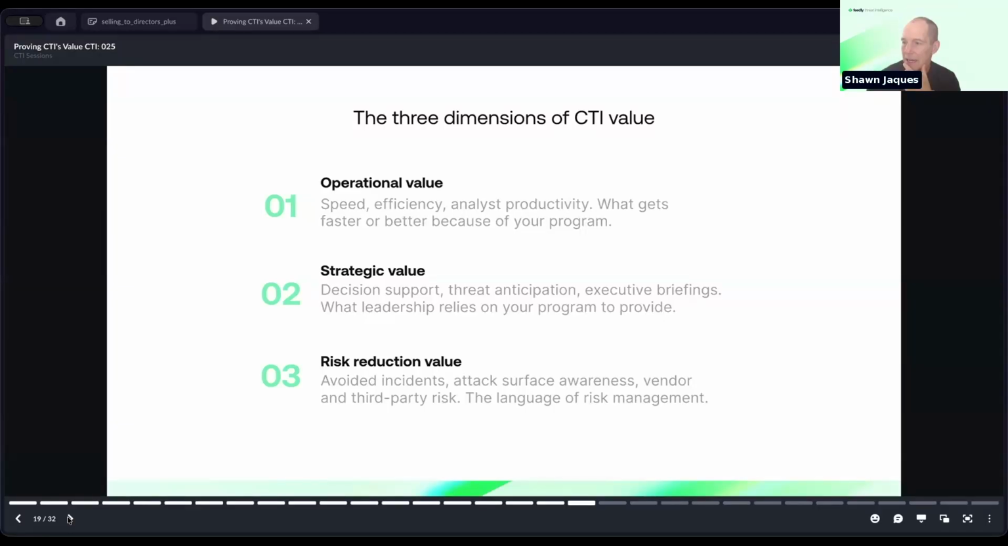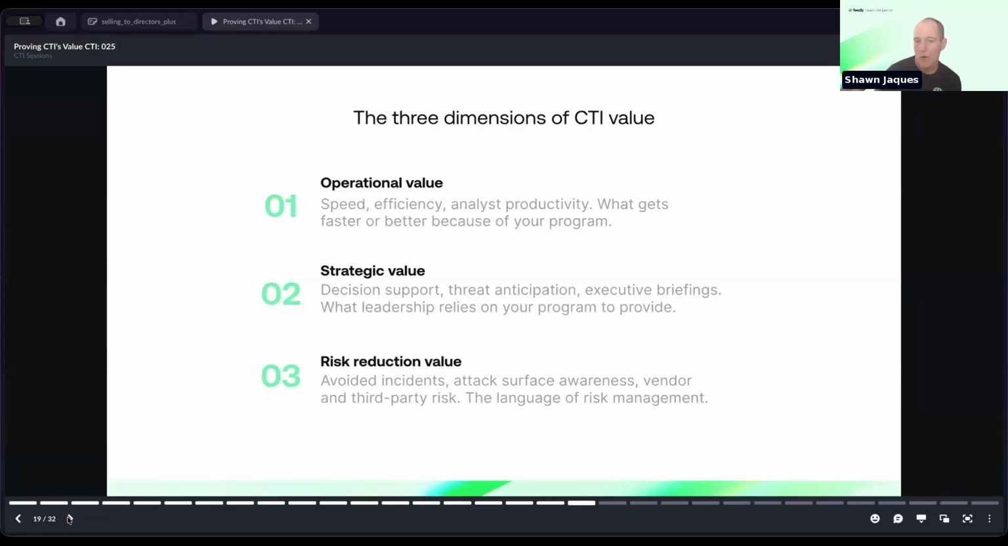The three dimensions of CTI value. We've talked a little bit about this, but each one goes a little bit further away from the team and thinks broader across the organization. So, the operational value: the things you're doing within your team, how fast you are, how efficient you are, what the productivity is. The nice thing about those is a lot of times you can quantitatively calculate them. So if you do see some speed gains from a tool, a different technique, or a different workflow, a lot of times those can be something you report back up.